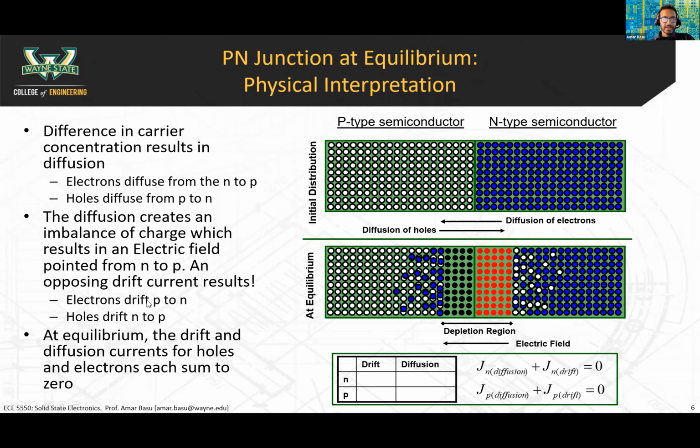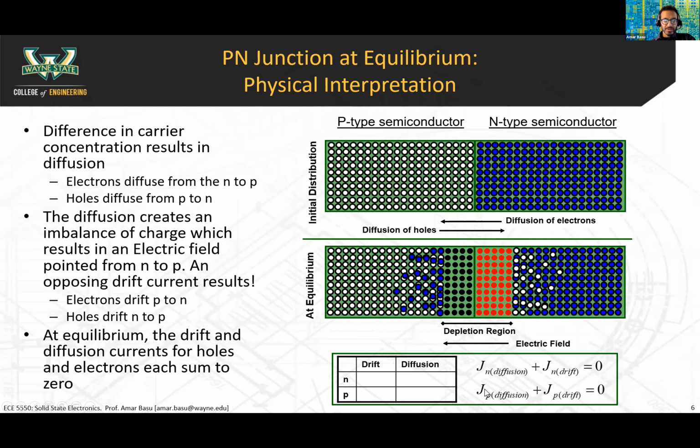All right. So this depletion region has an electric field associated with it. These are effective positive charges shown in red. These are effective negative charges shown in black. And so the electric field points from right to left. Now we have a situation where there's a concentration gradient causing diffusion, and there's an electric field causing drift.